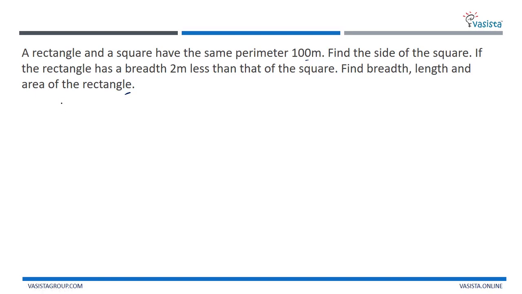We know that perimeter of the rectangle is equal to perimeter of the square, they have given. Let us check out with this. So we know that perimeter of a square is equal to how much they have given, 100 meter, and as well as perimeter of the rectangle is also given 100 meter only.